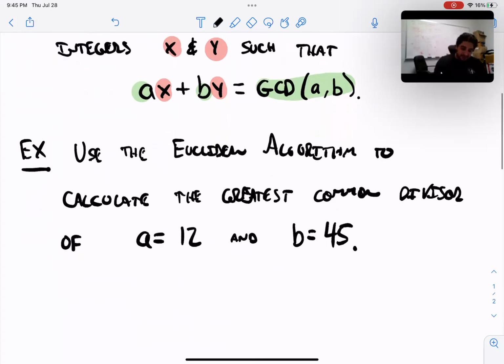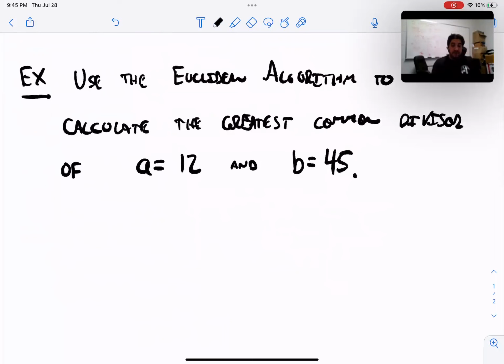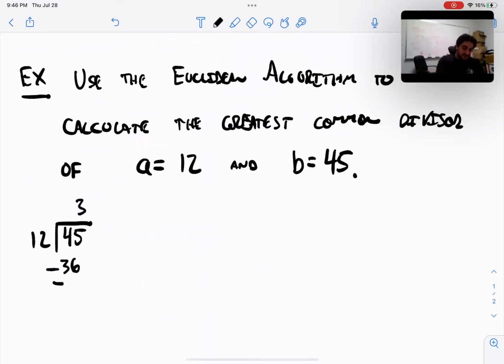So here's what you do for the Euclidean algorithm. You're going to take your two numbers and you're going to perform long division on those numbers. So you're going to say, okay, 45 and 12. If I do long division with those numbers, it's going to go in 3 times, right? And then I subtract off 12 times 3, and I'm left with a remainder of 9, right?